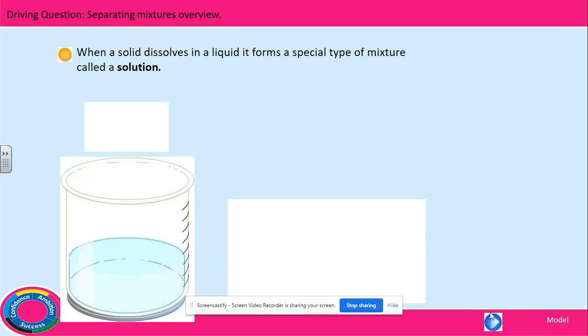Now, looking at some very famous S words that we use a lot: solvent, solute, solution, and soluble. Do you guys remember us using these words? Let's have a go. When a solid dissolves in a liquid, it forms a special type of mixture called a solution.